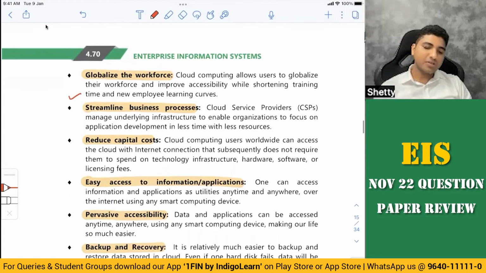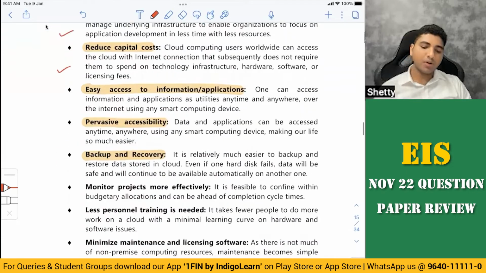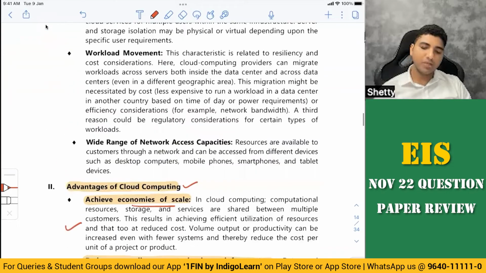Now I can also streamline my business processes. I can reduce the capital cost. So these points are very, very generic, very easy points. What are the advantages of cloud computing? You have to write. Now again, the question is for how many marks?